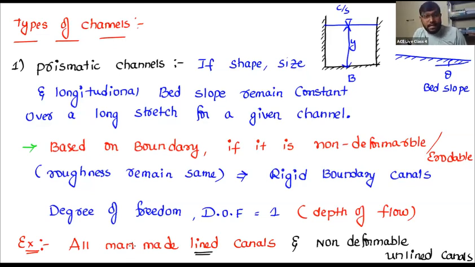And if I say prismatic channel, there is a possibility of rigid boundary canals. So throughout the open channel flow, we deal with the rigid boundary canals. What is the degree of freedom over here? Only one, because I'm not going to define any other things. From here onwards, our hero is going to be depth of flow only. The only variable we discuss is depth of flow. With the depth of flow only, I'm going to reveal all the types of flows and how to analyze the open channel flow.